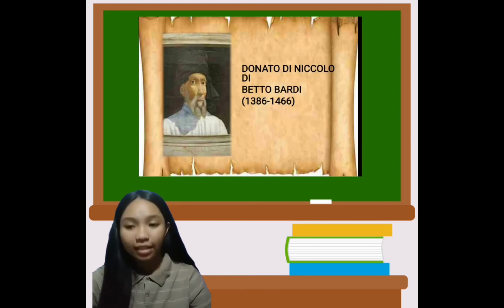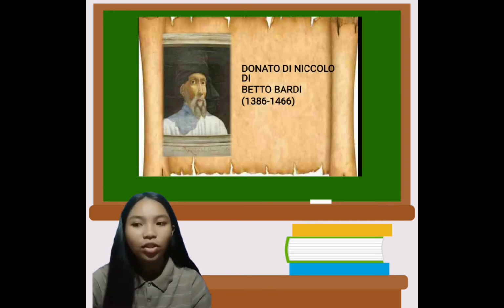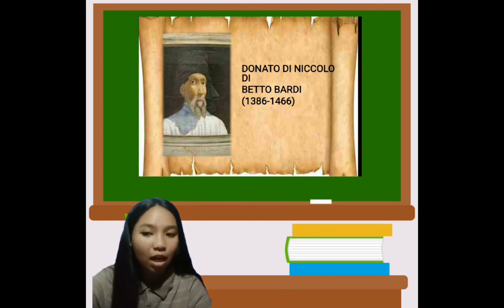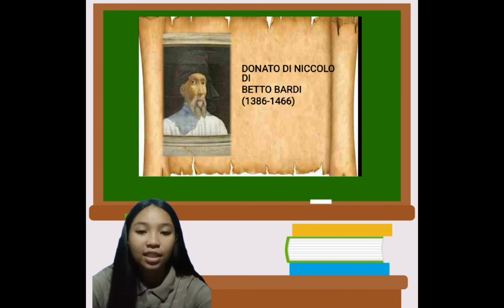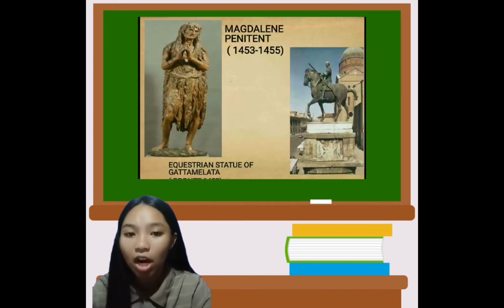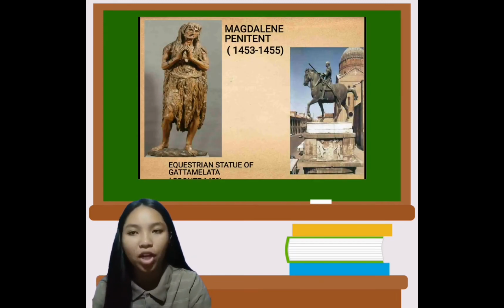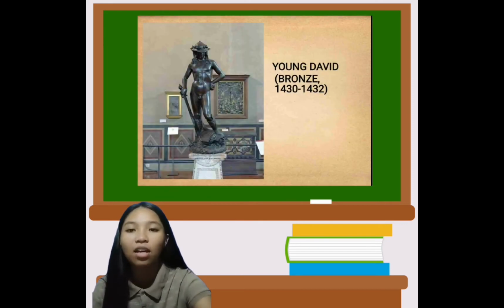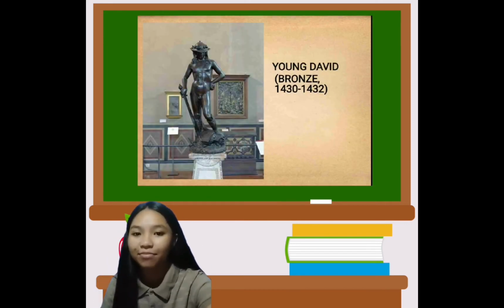Next is Donatello, also known as Donato. Donato di Niccolò di Betto Bardi was a Florentine Renaissance sculptor. He was raised in Florence and studied classical sculpture, which he used to create a comprehensive Renaissance style. And these are his major artworks: first is Magdalene Penitent, the equestrian statue of Gattamelata, and the young David.